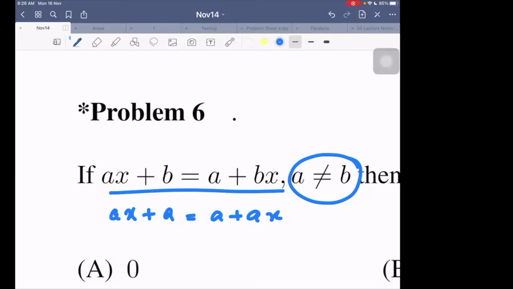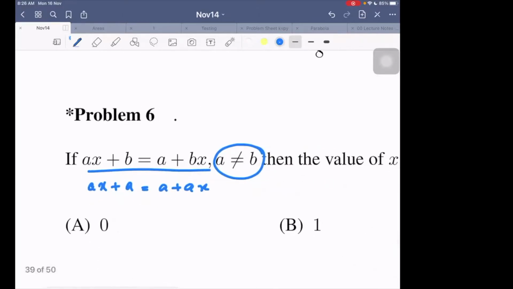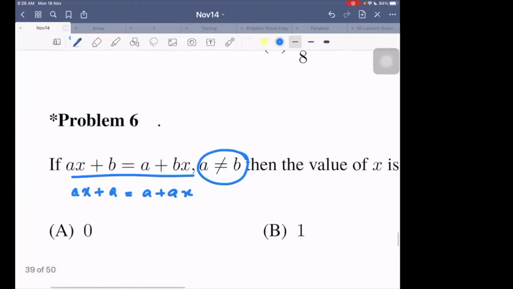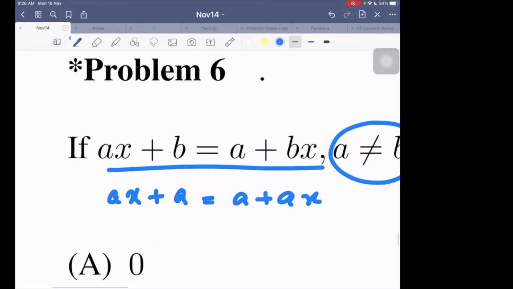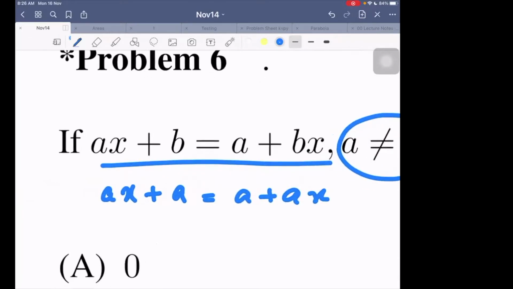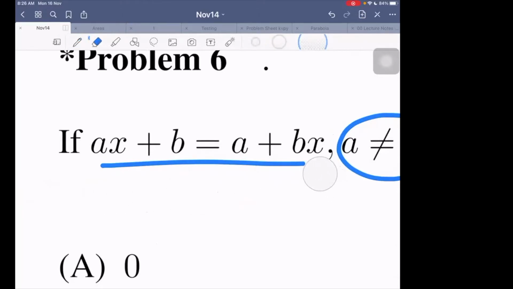But your question is to find the value of x. Now, as Olivia said, why don't you just try and put x is equal to 1? What happens to that question now? What is the answer?